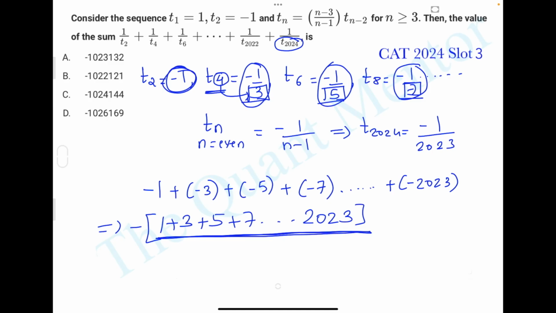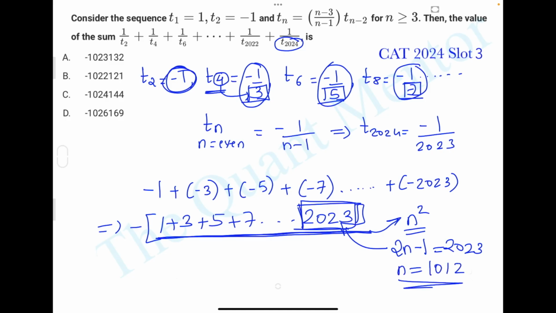And for the sum of the first n odd numbers, we have a shortcut. It's simply equal to n square. 2023 is the nth odd number. Let's find out the value of n. So the nth odd number is 2n minus 1. In this case, this is 2023. So 2n minus 1 is 2023. 2n is 2024, or n is equal to 1012. So they have added the first 1012 odd numbers.